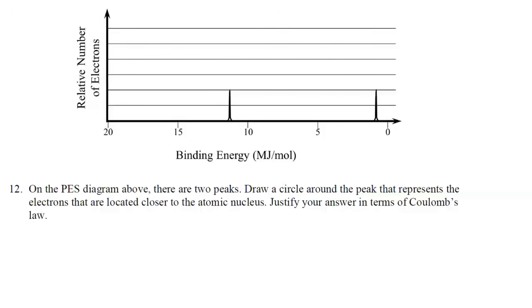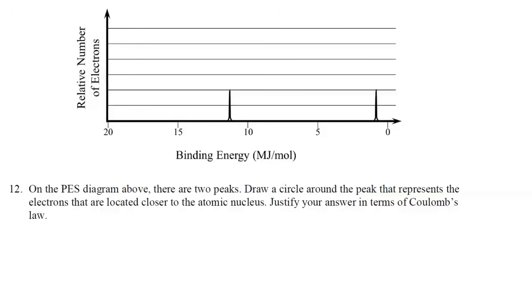So number 12, on the PES diagram above, there are two peaks. Draw a circle around the peak that represents the electrons that are located closer to the atomic nucleus. Justify your answer in terms of Coulomb's law. So at first glance, you might think, well, how am I supposed to use the PES data to determine the location of the electrons to the nucleus?